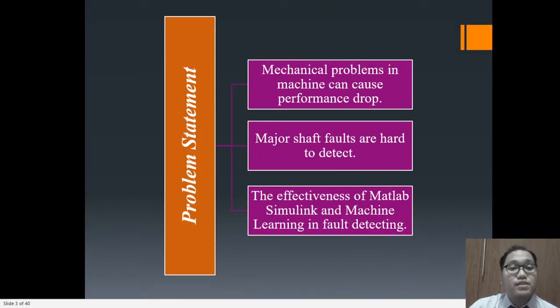Next is the problem statement. The first problem is that mechanical problems in machines can cause performance drop. Second, major shaft faults are hard to detect. Third is the effectiveness of MATLAB simulating and machine learning in fault detecting.